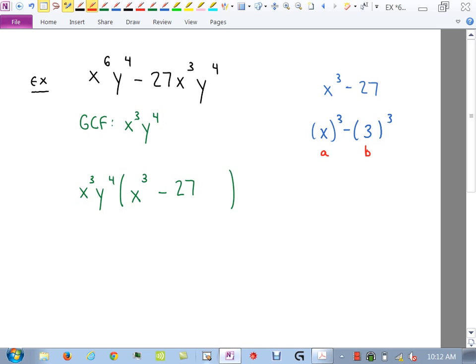And the formula is on this sheet. It's the difference of cubes formula, which says that a cubed minus b cubed is equal to a minus b times a squared plus ab plus b squared, right? That's the formula. So what I need to do is rewrite this parentheses, everything in here, using that formula right there, leaving my GCF out front.